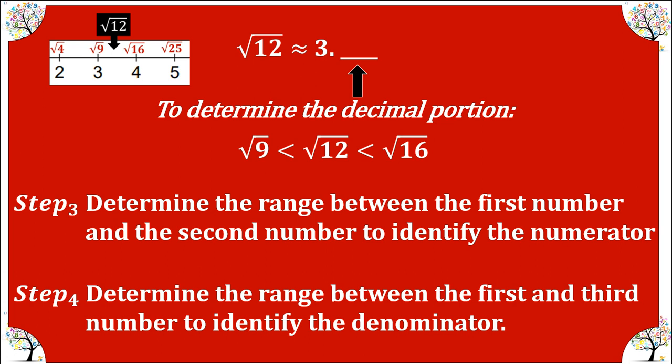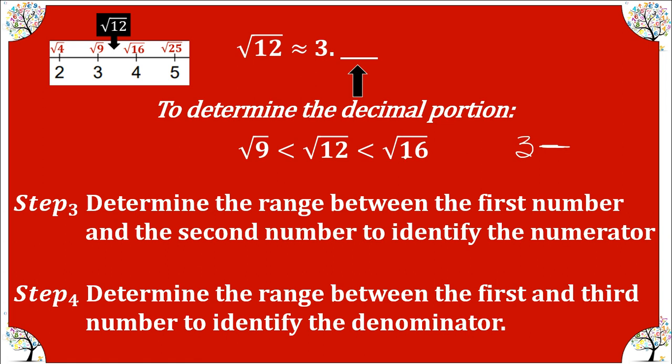To find the decimal part, we know that we have 3 point something because the square root of 12 is between 3 and 4. So it's going to be 3 point something. Now let's find that something. The square root of 12 is between the square root of 9 and 16. First I have my 3, my whole number. Now we're going to find the fraction part.